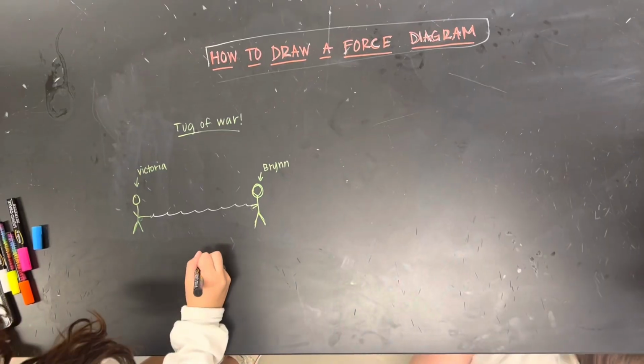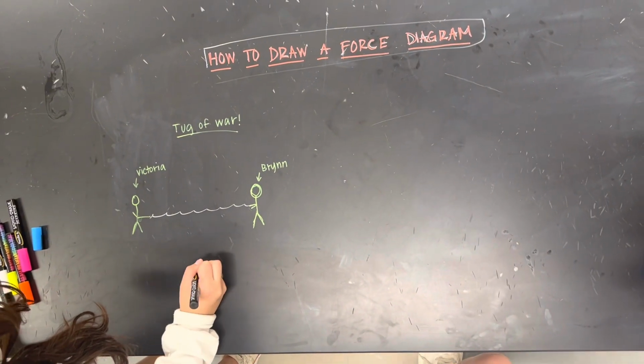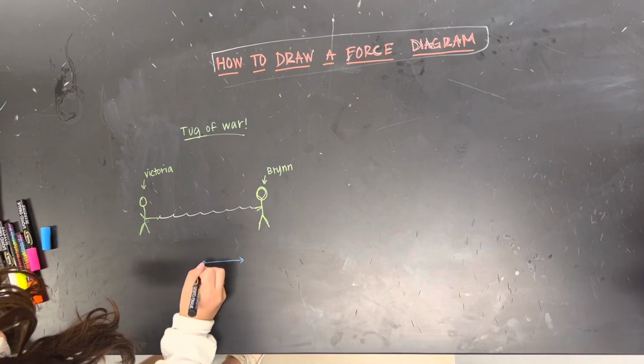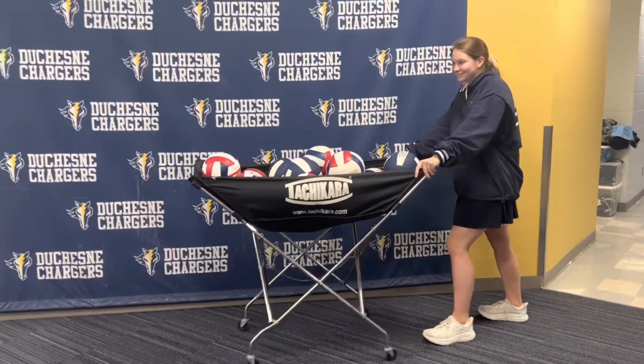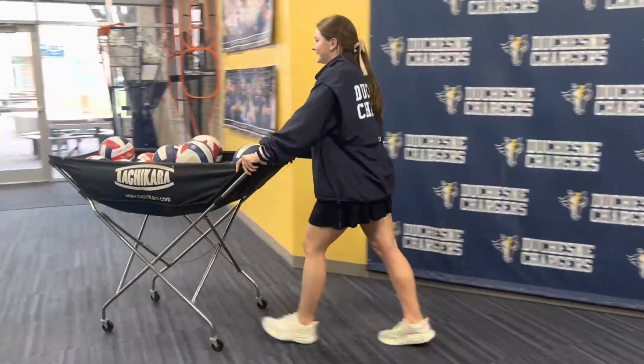Tug of war demonstrates an unbalanced force because Victoria's force was greater than Brennan's, pulling Brennan towards her. The force of Brennan pushing the volleyball cart is greater than the force of friction causing acceleration, which is an unbalanced force.